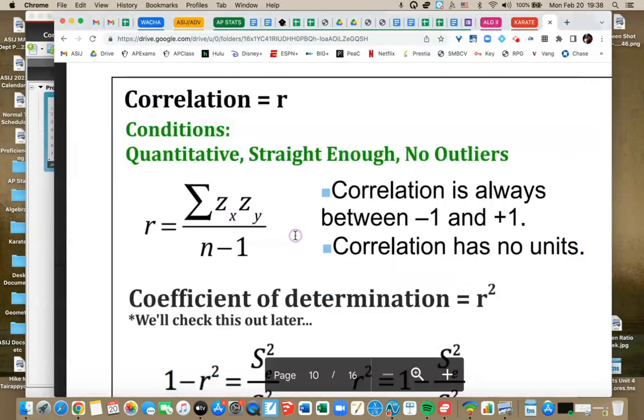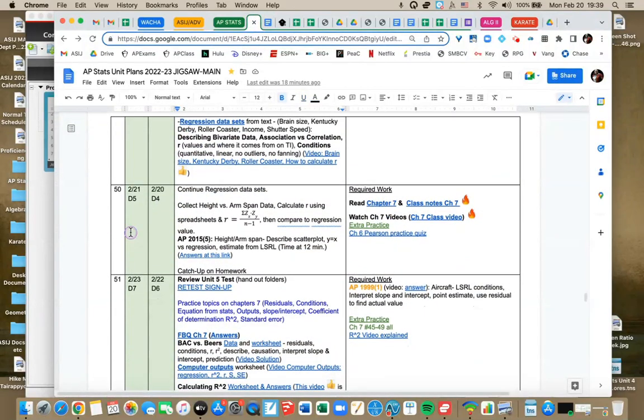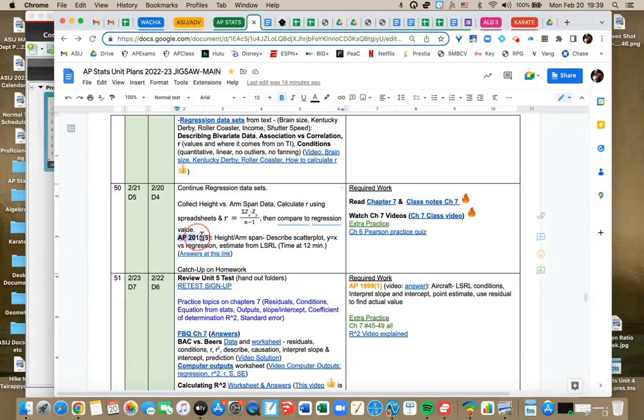Okie dokie, that's it right there. Next up on your list, if you look at the unit plan, February 21st, is to do this AP 2015 number 5 problem, and those should be handed out by your substitute. Then I want you to click on this link when you're done and check your answers. I want the substitute to time you and give you 12 minutes to try to finish this up. It's not a hard problem, even though it's a number 5, so you should be able to finish in about 12 minutes. Then check your answer at the AP website.